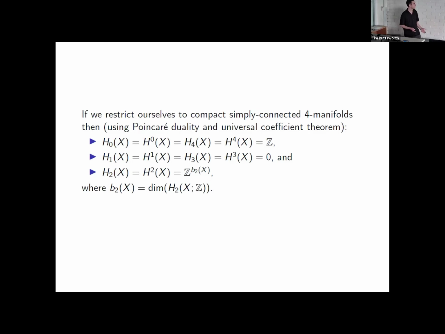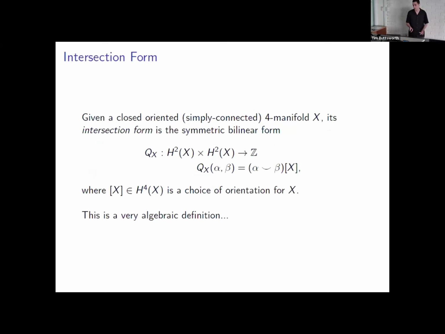Okay, and so with this in mind, we can introduce what's called the intersection form. Given a closed, oriented, simply connected 4-manifold, the intersection form is a symmetric bilinear form on H2, which just naturally falls out of the cup product on cohomology. This bracket X is just a choice of orientation for X. But what does this mean? I don't know, this is very algebraic. This is a geometric PDE seminar. PDEs frighten me, but we can at least try to make things a bit more geometric.